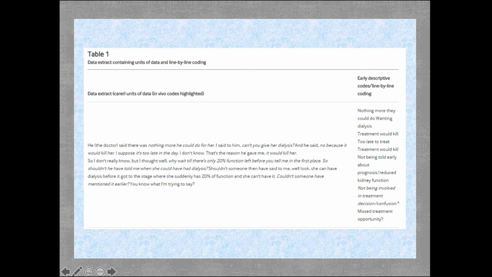So this is the script. Now you want to do it line by line, for example early descriptive codes, line by line coding. So: nothing more they can do, wanting dialysis. The second one, treatment would kill. Another one, too late to treat. Another one, treatment will kill, also not being told early about it. Another one, kidney function not reduced. Another one, not being involved in treatment decision, confusion, mistreatment, and opportunity. So those are the codes that you have.